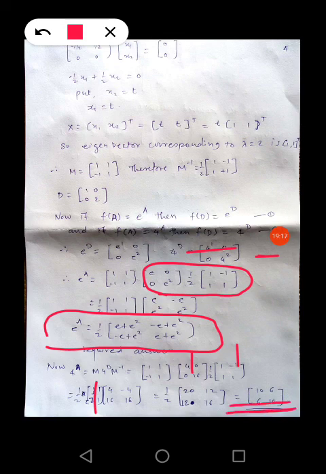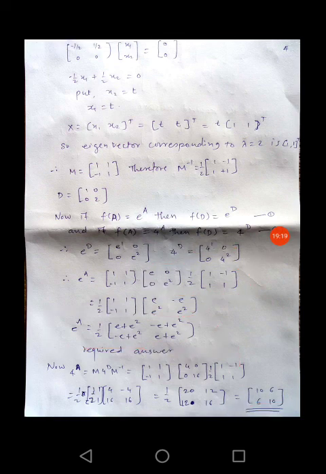So in this way we have seen how to calculate the powers of A and functions of A. In the next lecture we are going to see some more examples like this and understand the importance of this concept.